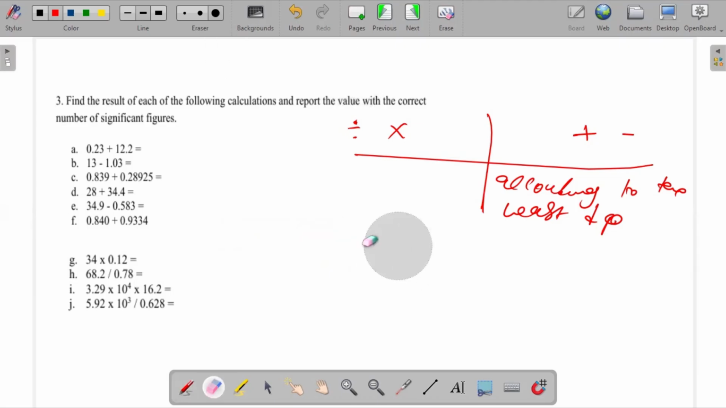So for subtraction and addition, you give your answer according to the least decimal place. Now for division and multiplication, you are going to be leaving your answer according to the one having the least significant figures. So you need to check the numbers that you are dividing or multiplying. Which one is having the least significant figures? Meaning your final answer should follow the one with the least significant figures, right? That's what we have.